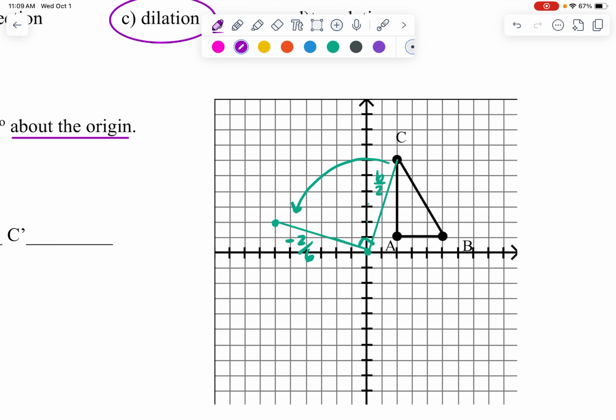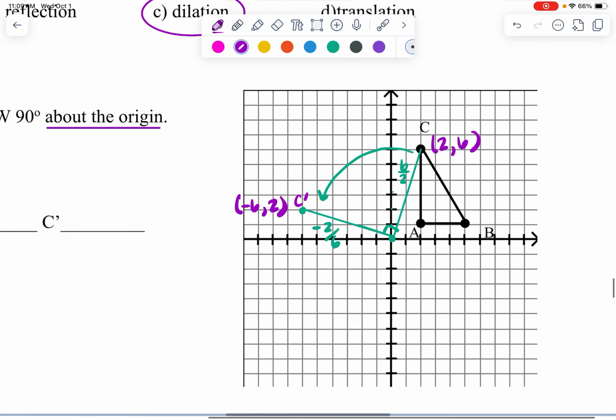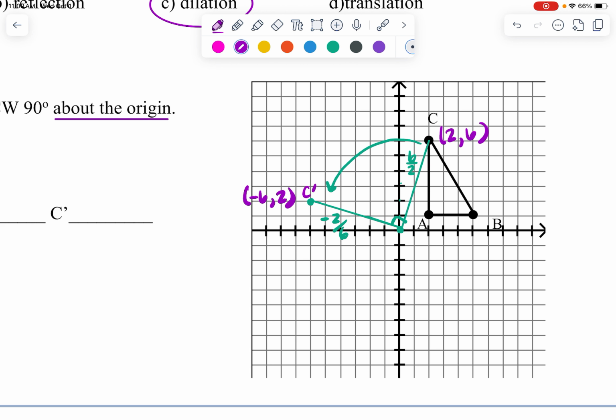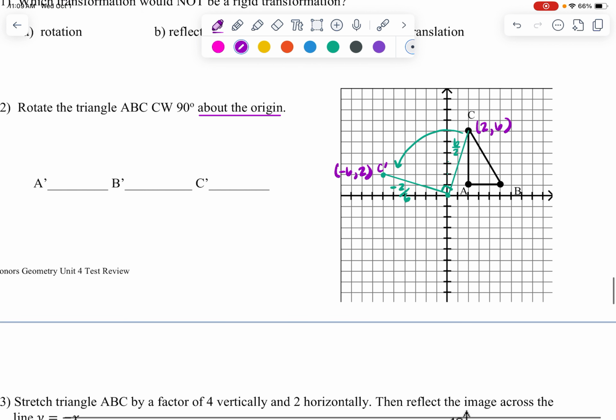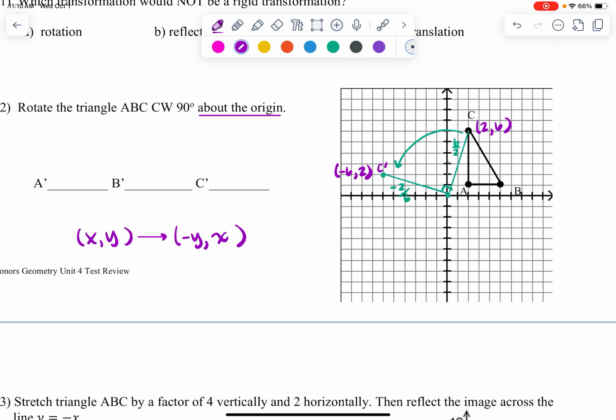Because let's see, what is C? 1, 2, 3, 4, 5, 6. So the original point C was at 2, 6. And look at my new point C, right? This is C prime, and he's at negative 6, 2. Oh, well, what happened? Oh, I flipped the coordinates, right, and negated the old y coordinate or the new x, however you want to think about that, right? So sometimes you just forget the rule, and if you just know how to think about it the long way, right, then you can refresh yourself and discover the rule again all by yourself.